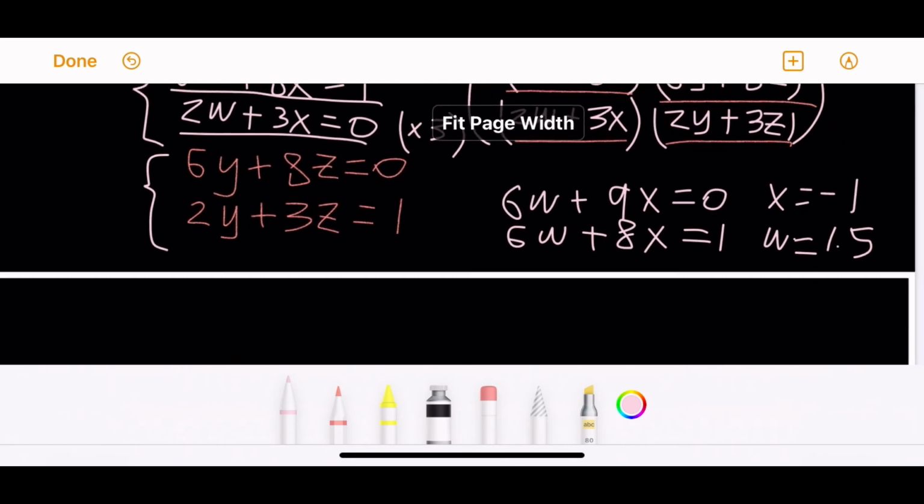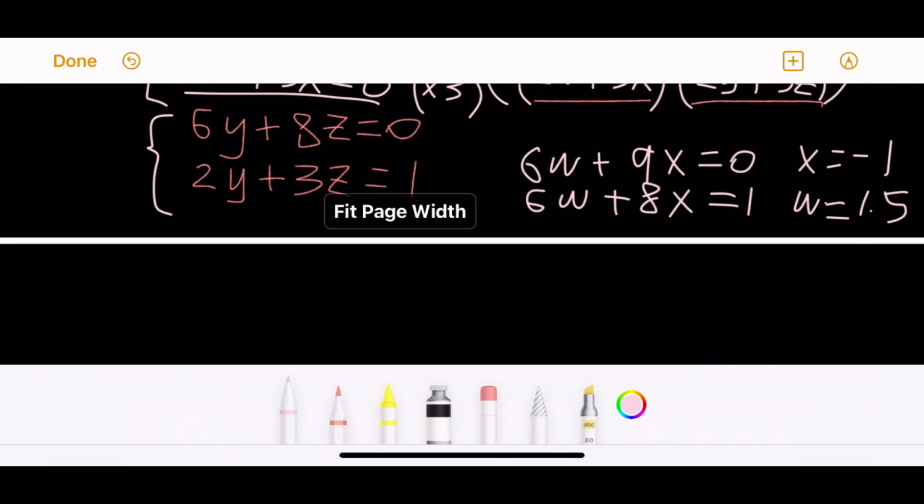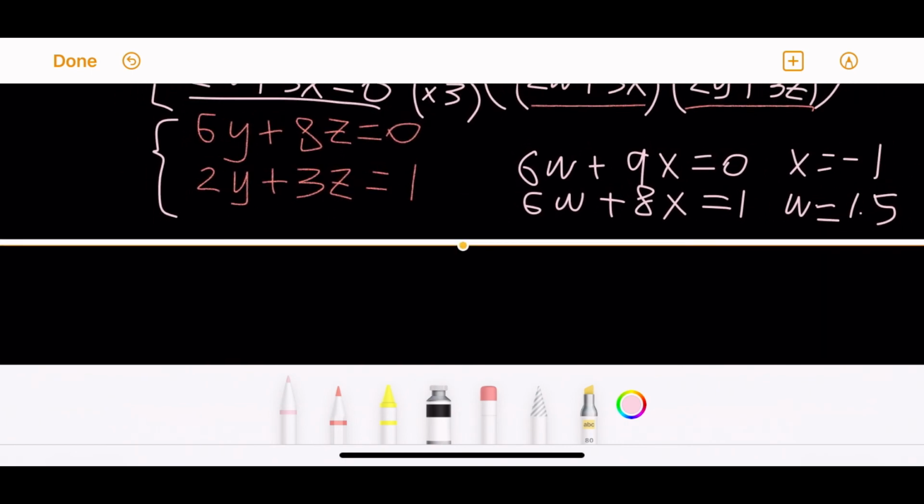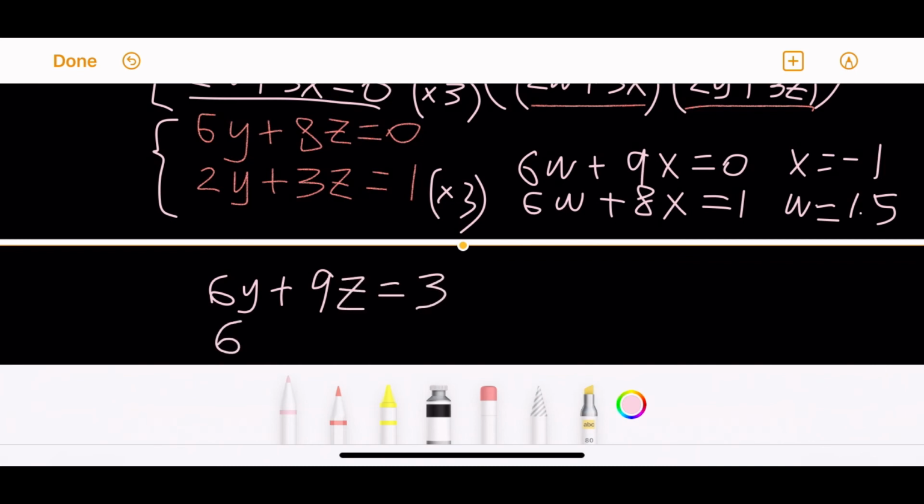Alright, and same with the other two. We're going to solve this again by elimination, which I think will be easier. I will multiply the second one by 3 again. So get 6y plus 3 times 3z, which is 9z, equals 3. And I'm going to copy down the first equation, 6y plus 8z equals 0.